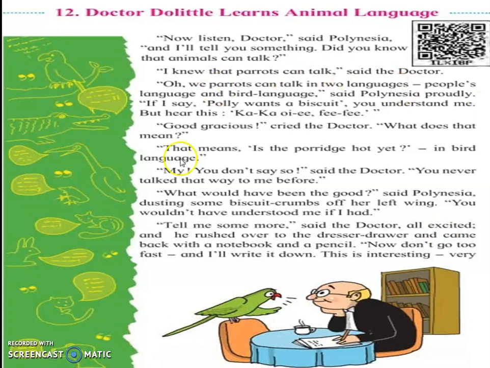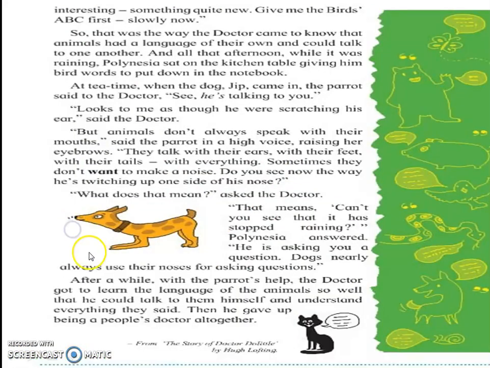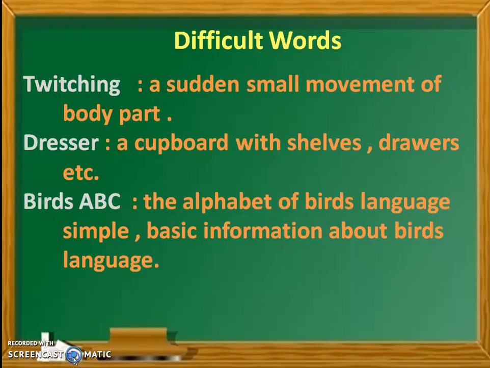Okay, this is a very nice lesson about Dr. Dolittle learning animals' language. First, the doctor didn't know that animals can speak, but after a while Polynesia taught the doctor about animals' language. With the help of Polynesia, the doctor learned the animals' language. Then he gave up the practice of being a human beings' doctor, and he started working at understanding the animals.